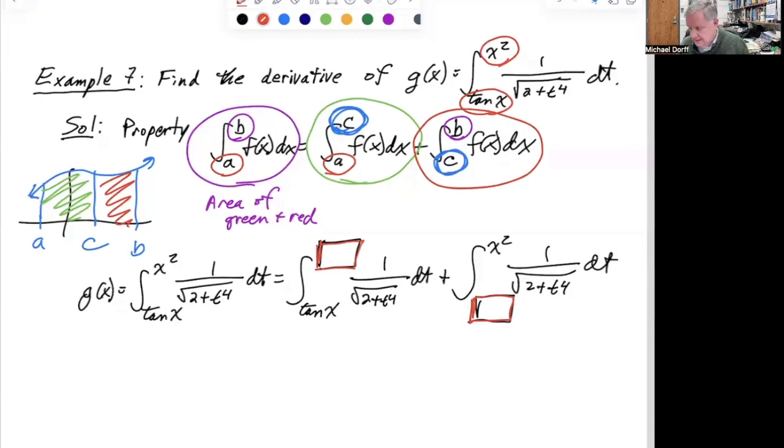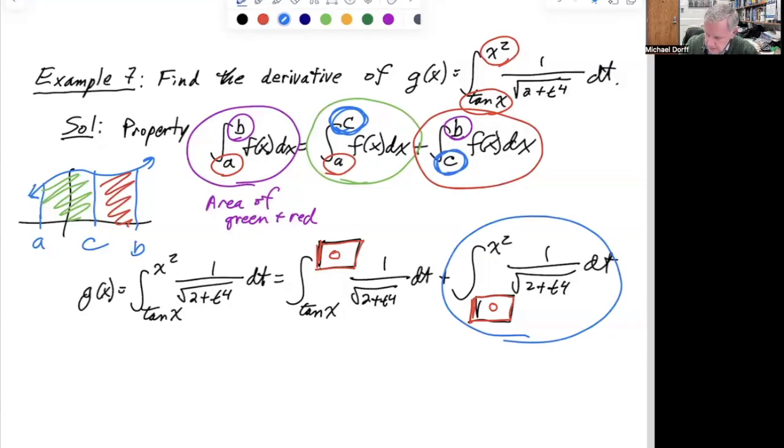I can place anything in there, any constant, and I'm going to put in a constant 0. I could do anything I wanted to. I could put in a 1. I could put in 269. I could put in pi, anything I want. I'm just going to put in 0. Okay. And now the second integral here is in the form that I can use the fundamental theorem of calculus and the chain rule to find that derivative.